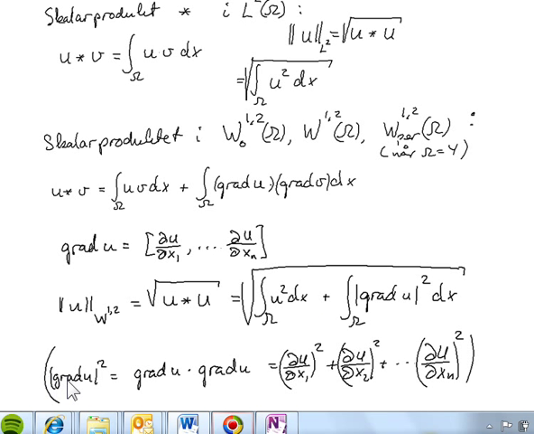Note that the square of the absolute value of the gradient is just the scalar product of the gradient of u with itself, and by taking this scalar product, you have this vector. You find that it's the sum of these squares.